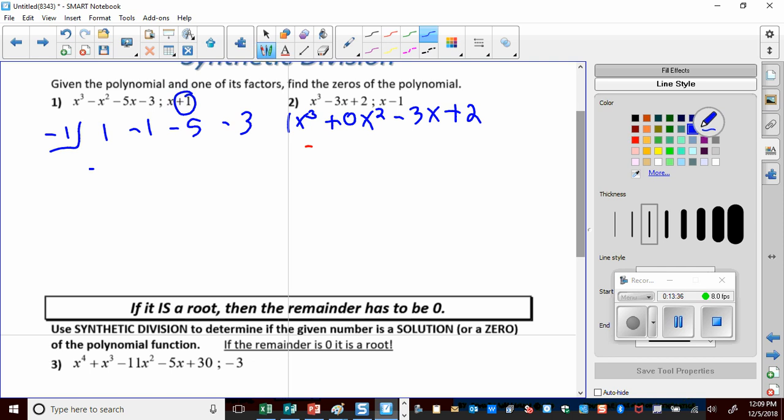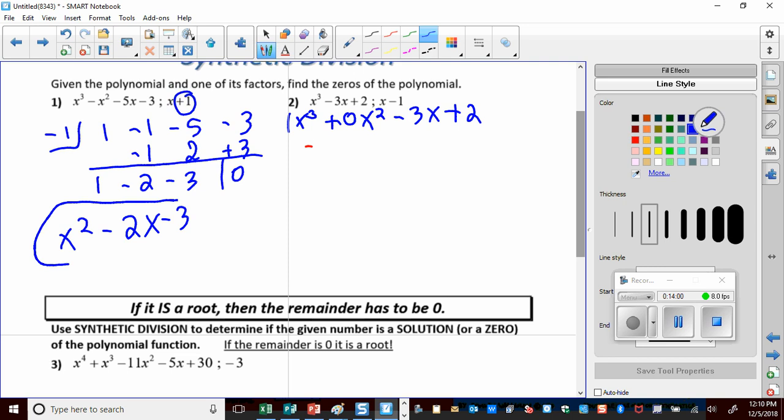Okay? So first step, bring down your number, 1. -1 times 1 is -1. I get -2 here. -2 times -1 is +2. I get -3. -3 times -1 is +3. And I get 0. So there actually is no remainder. And then the answer is x squared minus 2x minus 3. And I know you're extremely happy that I went back and did it over. I'm a little bit sick, so I'm sorry if my voice sounds scratchy.